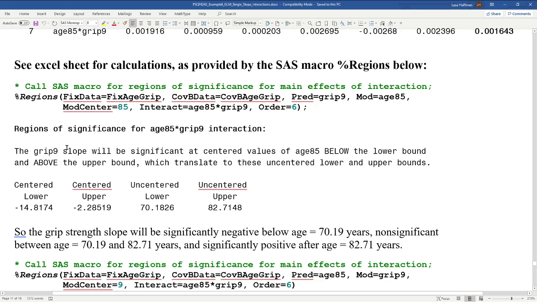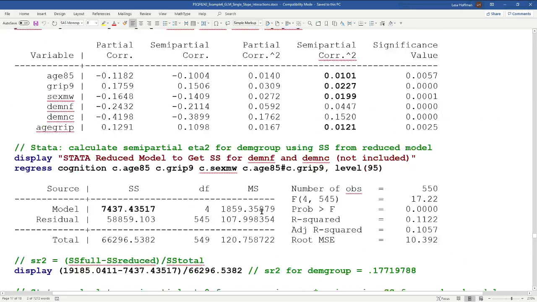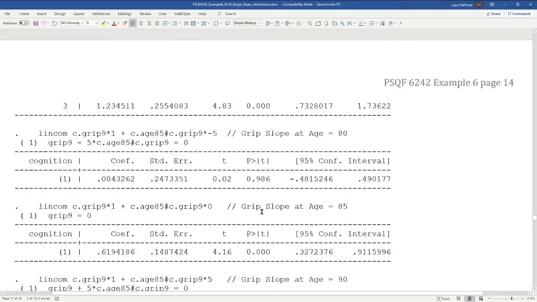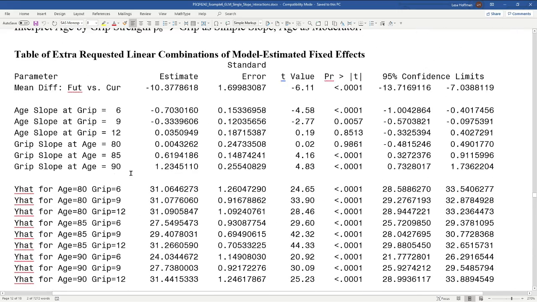So it says the grip strength slope will be significant at the centered values of age below the lower bound and above the upper bound, which translate into the uncentered lower and upper bounds. Okay, why? So let's focus on these numbers right here. 70 and 82 are the cut points. So let me go back to the output for the grip strength slope that gives us the same information, and I'll go back to the SAS output because it's easier to read.